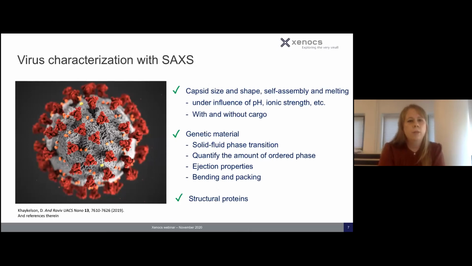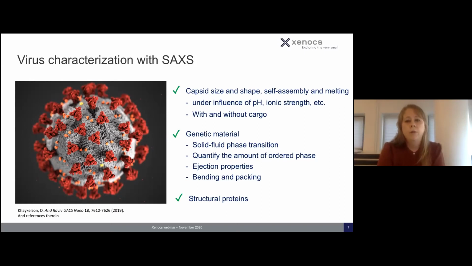So with SAXS, you can have a look at the virus as a whole. You can, for example, look at capsid size and shape and the self-assembly and melting behavior under different conditions, such as variations of pH and ionic strength. And you can do this with or without the cargo. And this can be either the natural cargo, so the genetic material, or artificial cargo.